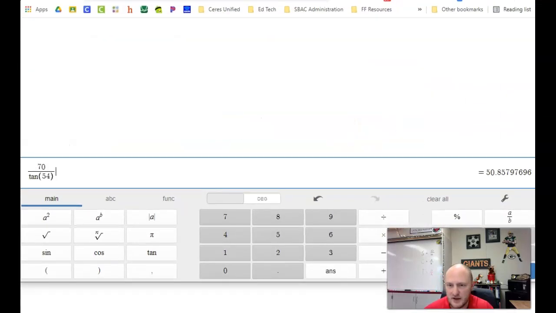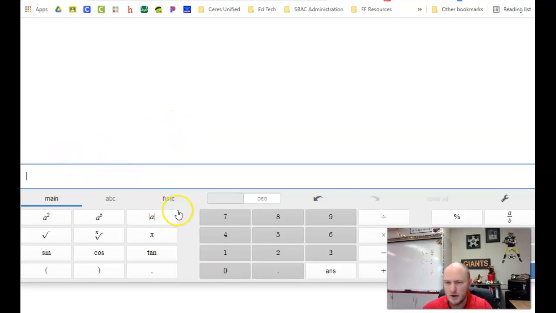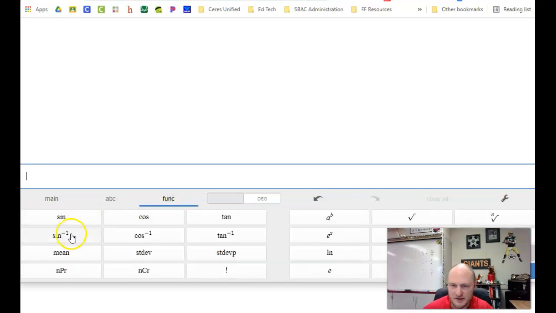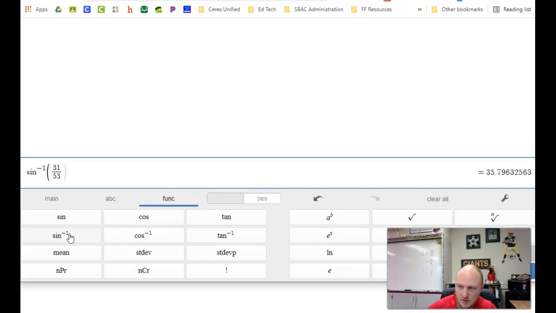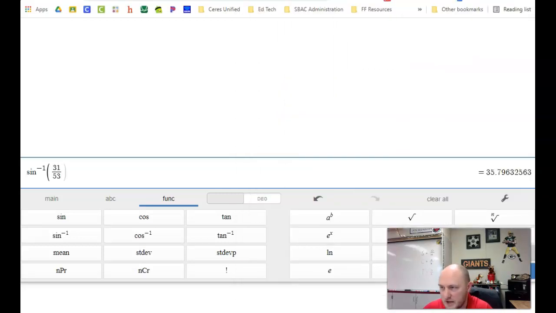I'm going to go ahead and use Desmos since I don't have a way of showing you with the TI-30. So I have my function value. Okay, so sine inverse of 31 divided by 53. Okay, and we're in degrees. Again, double check, make sure you're in degrees. Your screen should say DEG. If it says RAD, you want to hit that DRG button here and make sure you go over to DEG and hit enter.